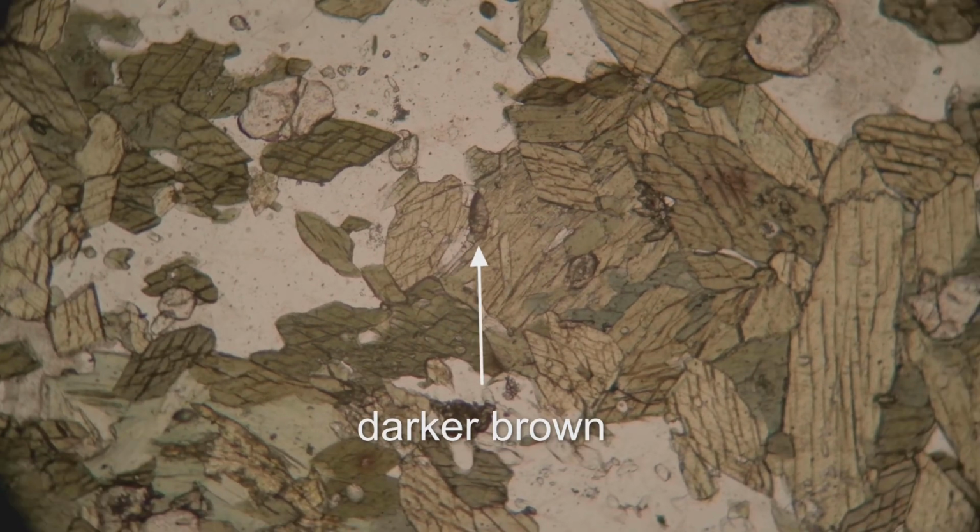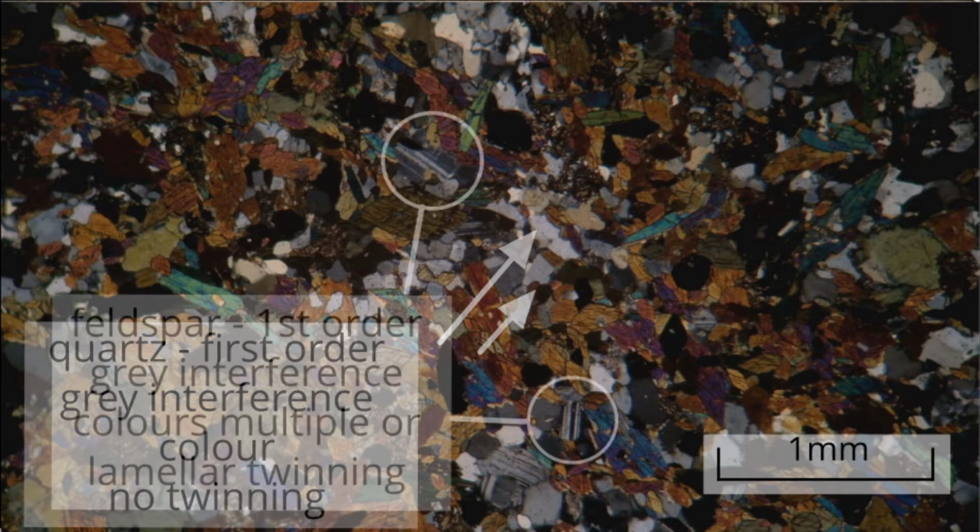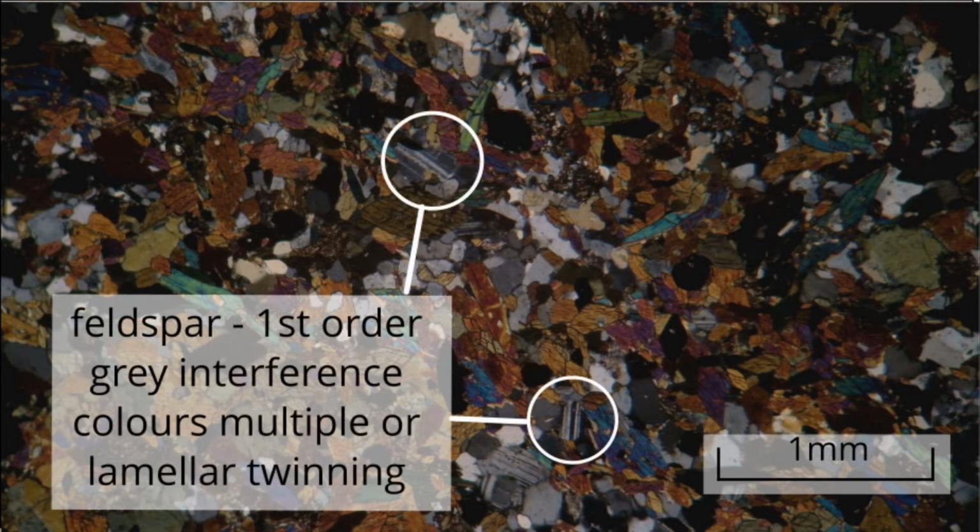Under cross polars, it is easy to distinguish between the quartz and feldspar grains. Quartz is identified by its first-order grey interference colours and lack of twinning. Feldspar is recognised by its first-order grey interference colours and twinning. This feldspar grain shows multiple or lamellar twinning.